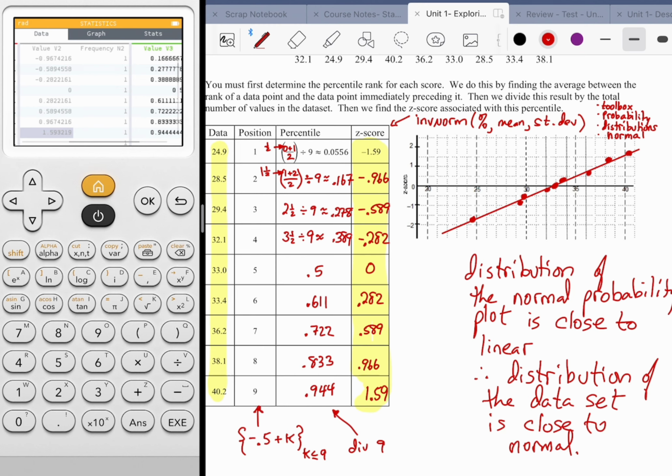All right. Unfortunately, this is one of those explanations that you have to be fairly detailed about, because if I say the distribution is close to linear, making the distribution close to normal, any reader is going to look at that and say, well, which one is it? Is it linear or is it normal? Right? So we need to really emphasize that the distribution that we're talking about being linear is that of the normal probability plot. And then it follows that the original data set has to be close to normal, right?